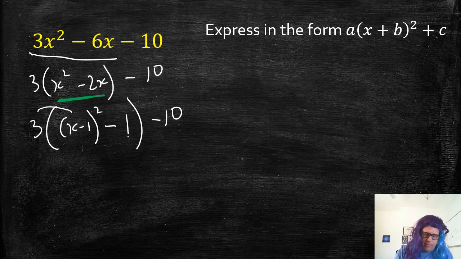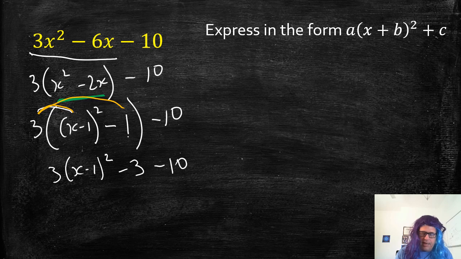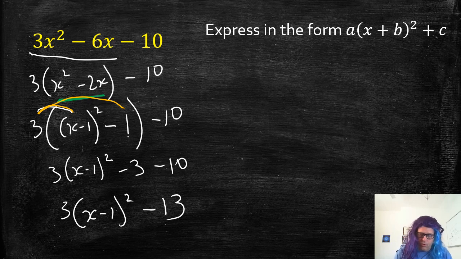Okay, expand my brackets. I'm going to do 3 times that, which is 3 times x minus 1 squared. I need to do 3 times minus 1, which is minus 3, and then my minus 10 is tagging along. We're done. A is 3, B is minus 1, C is minus 13, right? That's A, that's B, and that's C.